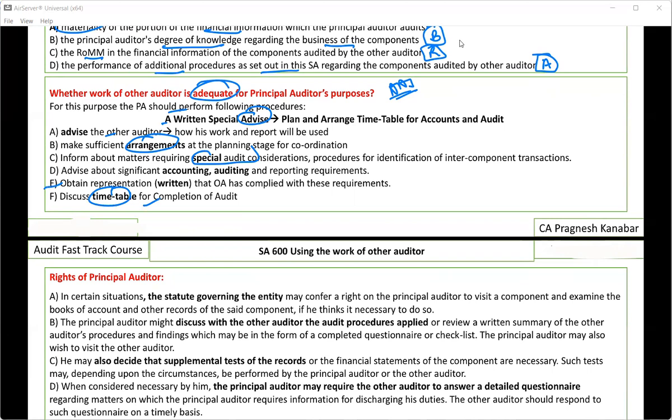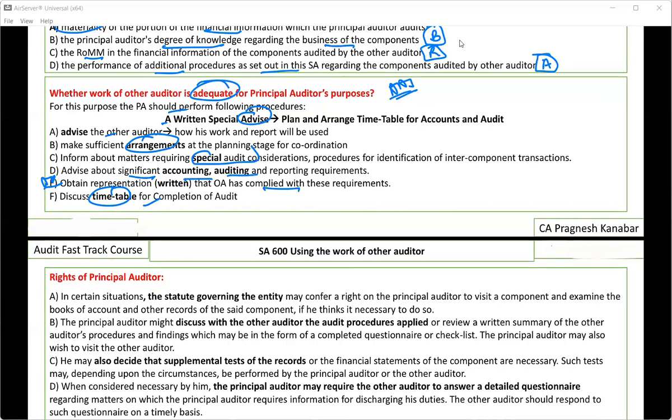Listen to this. Principal auditor can also obtain a declaration from other auditor. That other auditor, you please give it to me in writing that you have complied with these requirements, with the significant accounting, auditing, and reporting requirements. Yes. Very good pointer for MCQ also. And then principal auditor can advise the other auditor about significant accounting, auditing, and reporting requirements.